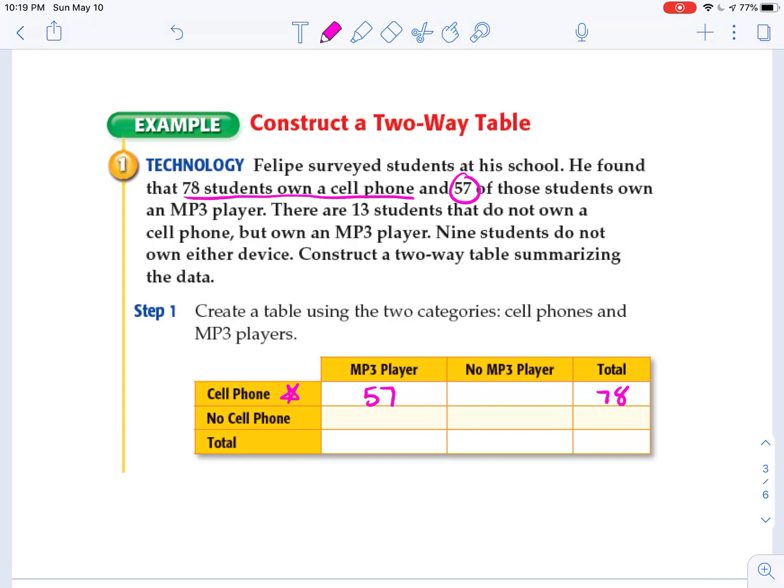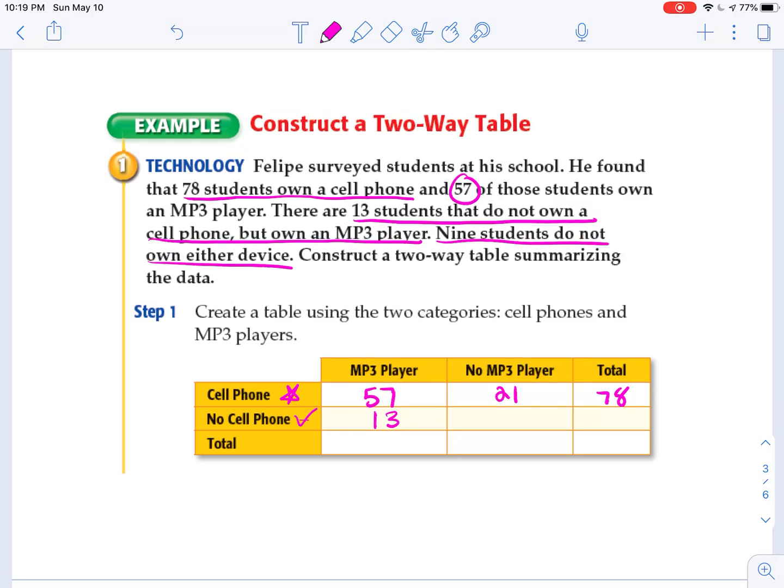So without even reading the rest of the question, can we fill out any other boxes? Well, yeah. If we know there's a total of 78 and we subtract the 57 that do have an MP3 player, we get the 21 left over that do not have an MP3 player. Okay, let's move on to the next sentence. There are 13 students that do not own a cell phone, but own an MP3 player. Okay, so that 13 has two things happening there. Those 13 students do not own a cell phone, so they're in this row, but own an MP3 player, so they're in this column. So the 13 goes into that box.